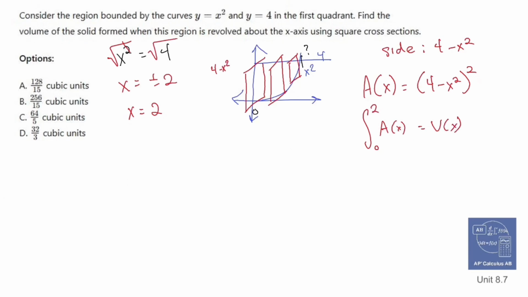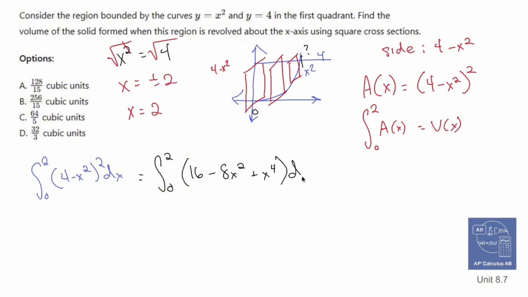So let's set this integral up. The integral from 0 to 2 of my area, 4 minus x squared, squared dx. Now, before we do anything, let's FOIL that out. That's a perfect square trinomial. So you're going to get the integral of 16 minus 8x squared plus x to the 4th dx.